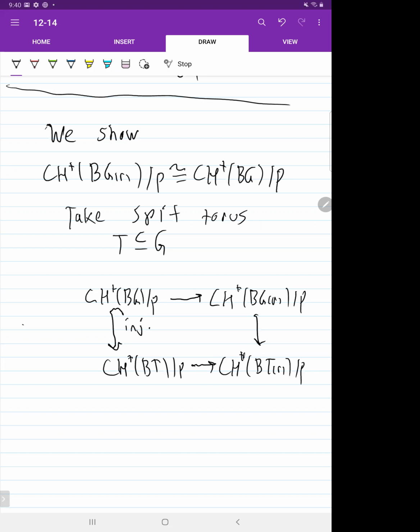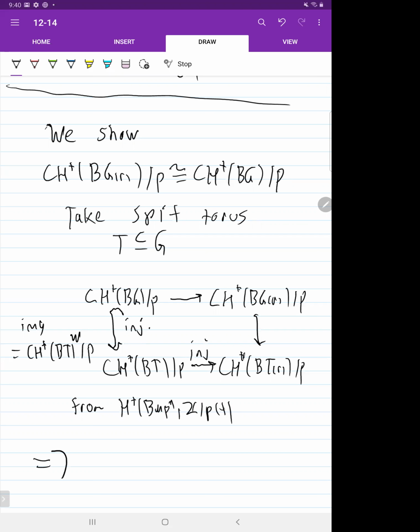So we know that since P is a non-torsion prime, this map is injective. So its image is just the invariants of the Weyl group, mod P. And then from the calculation of the P to the nth roots of unity, we know that this bottom map is injective. So that tells you that the top map is also injective.